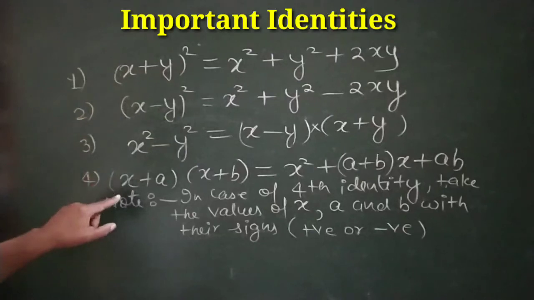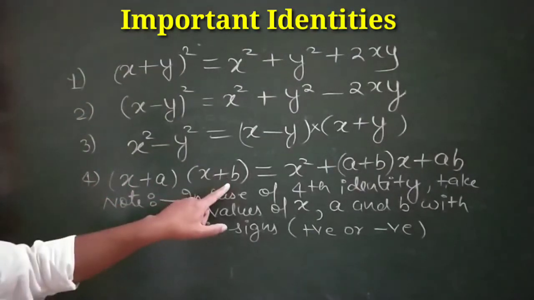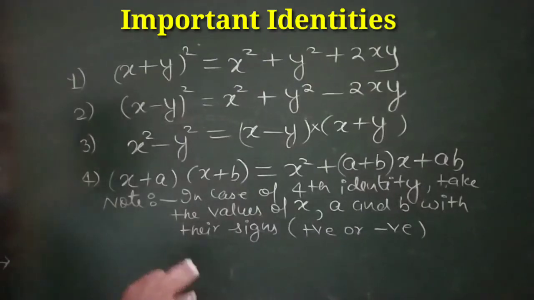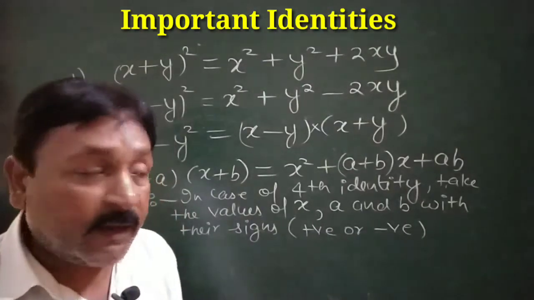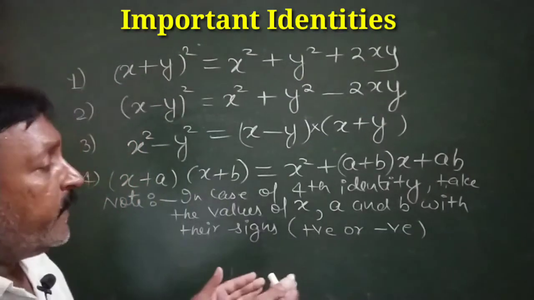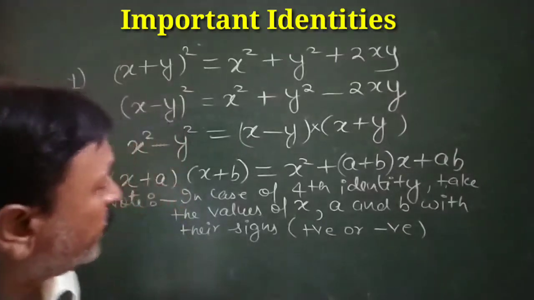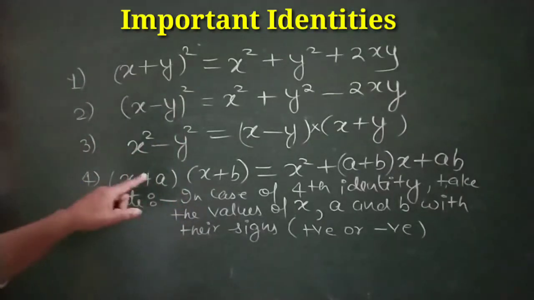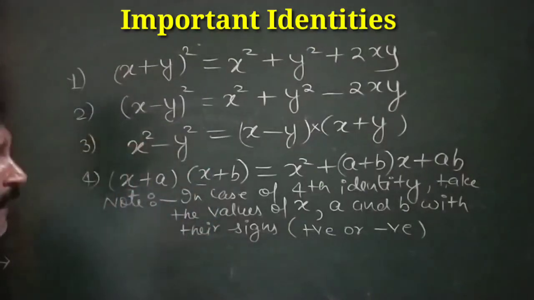Okay, but in the fourth identity, when you will take the value of x, a and b, okay, then you will take them with their sign. If they are positive, take them positive, and if they are negative, then take them negative before substituting into the question for solving it. Is it clear? And in the fourth identity, one thing more, if you will see, this thing is same at both the points.